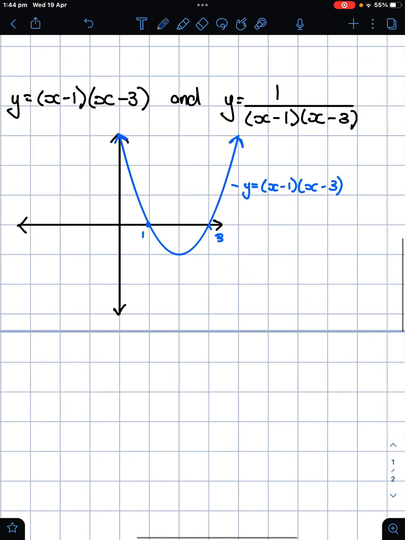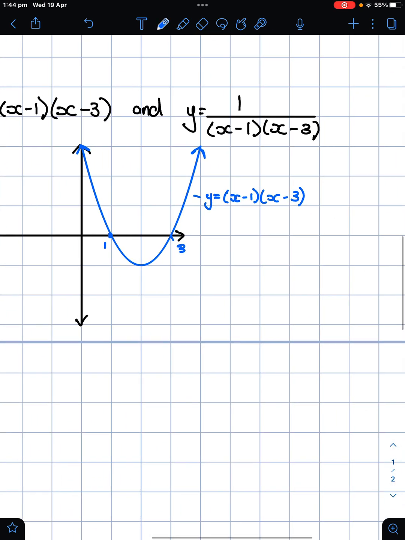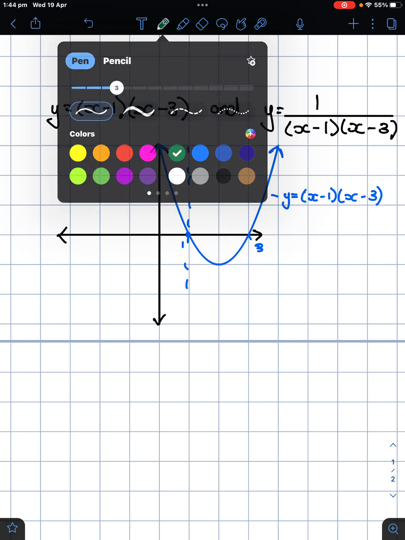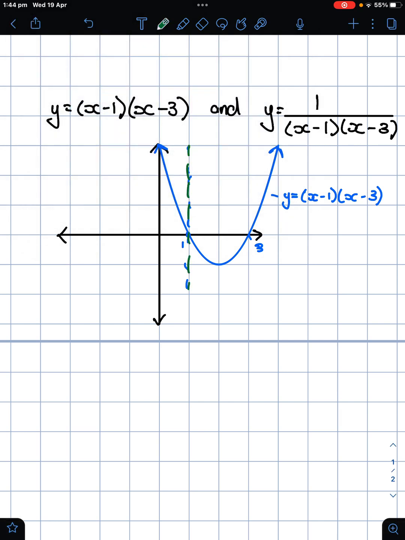All right, let's go to the next bit. So here we've got a function in a good form for us graphing. We've got bracket x minus 1, bracket x minus 3. So easy one to draw the intercepts. And this function has an intercept here. So x equals 1, and then we have another value here at x equals 3.